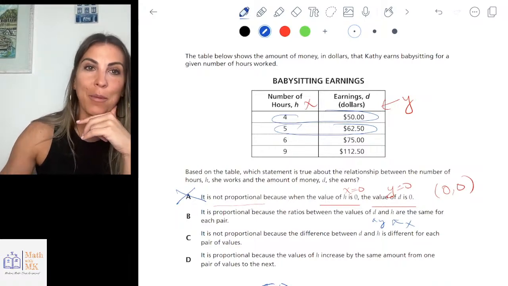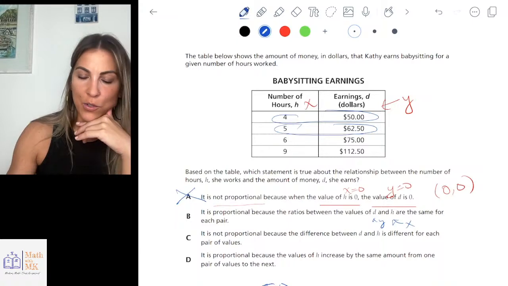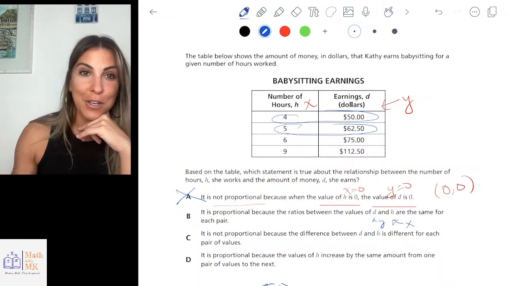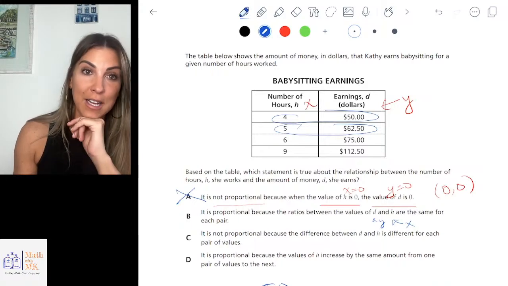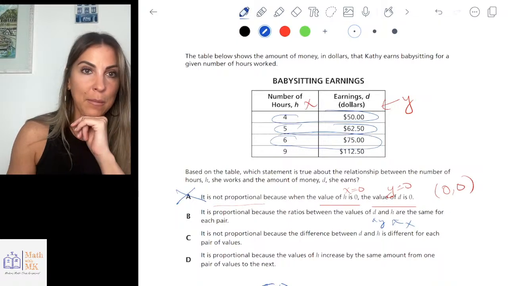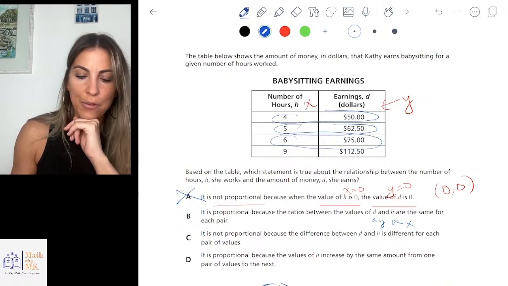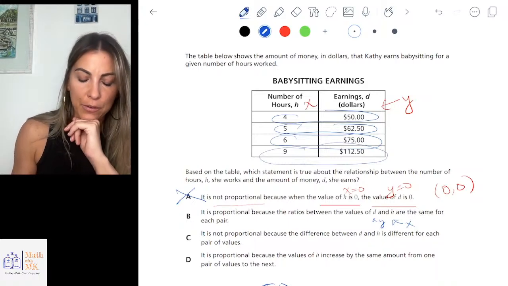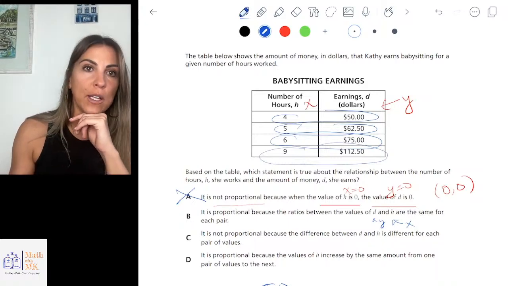You don't want to stop there because you don't want them to get you with the last ordered pair. So as tempting as it is to just circle B and move on, double check, especially on a test that's untimed and you have the time to do this, double check. So keep going and we're going to do 75 divided by 6. You will get 12.5. And then you'll do 112.5 divided by 9. And you will also get 12.5.